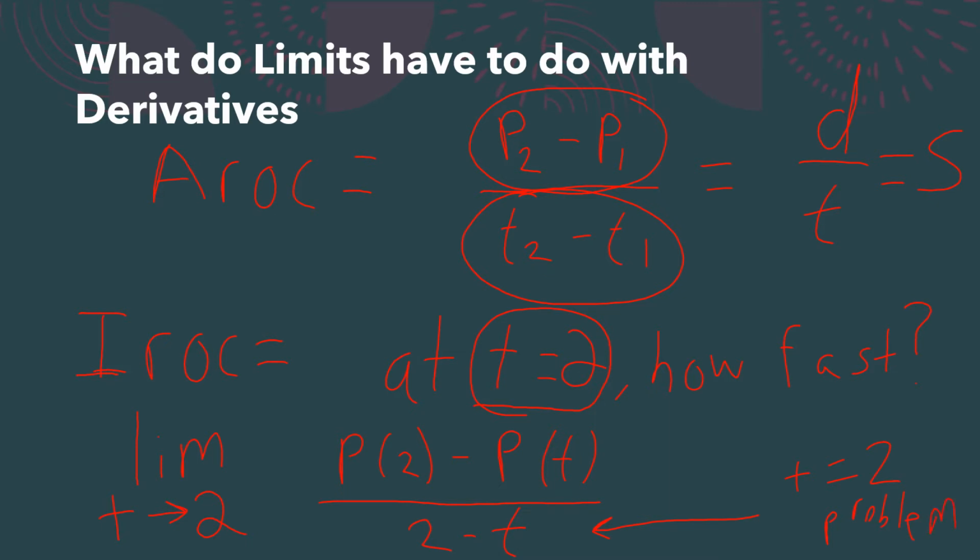But what a limit says is, we're going to get as close as possible to 2 without actually getting there. For example, 1.9999, and you can put as many 9s as you want, and that would be okay. It's just not okay to plug in 2. So limits have everything to do with derivatives because the derivative is a limit.